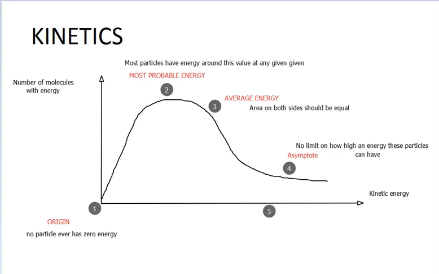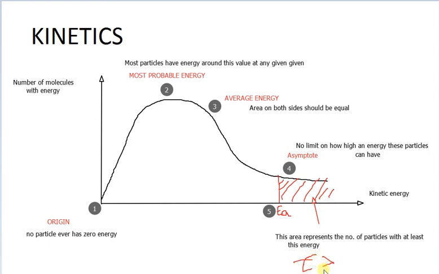Last but not least, we have point number 5, which is going to be the activation energy. So the area above the activation energy, which I'll shade in for you, represents the number of particles with at least this energy, which basically means energy is bigger than or equal to the activation energy, so they can react.